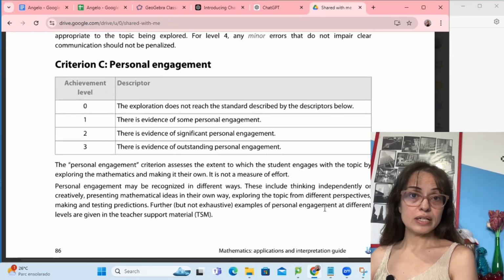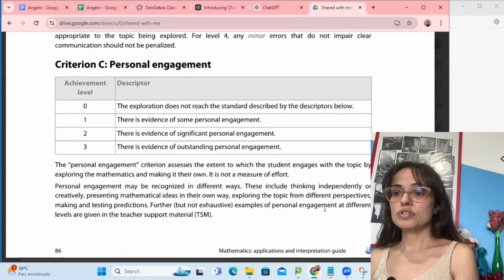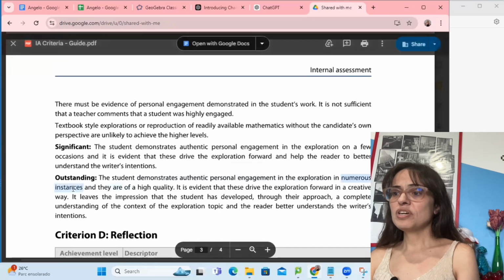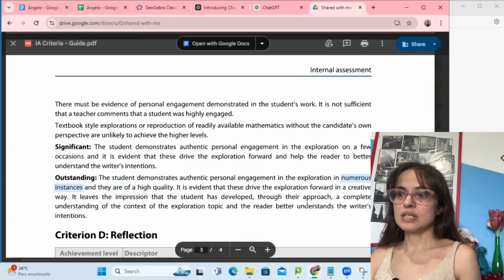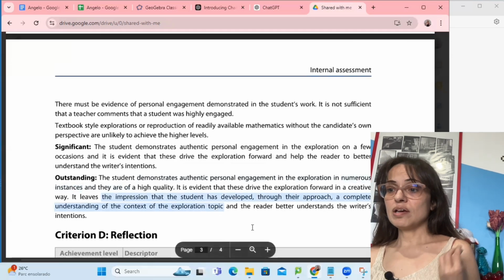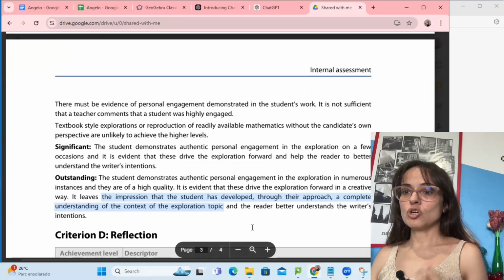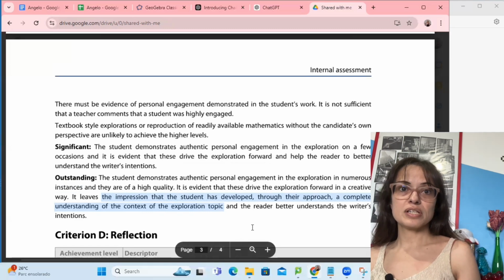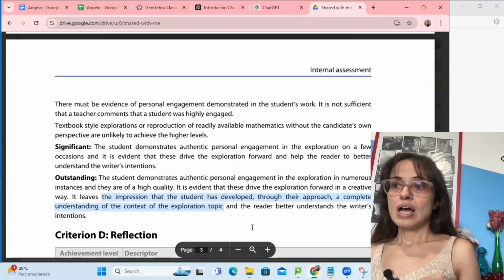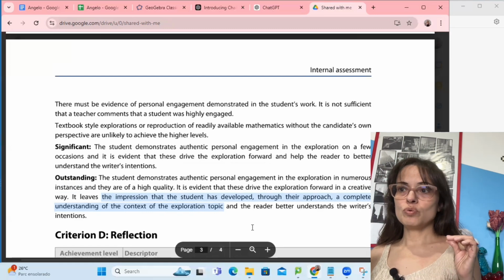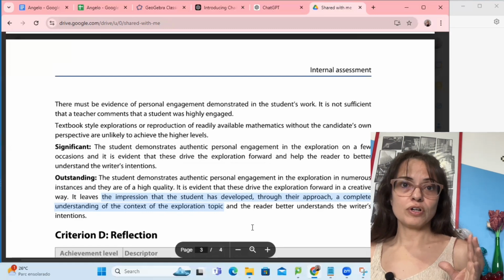Criterion C, I don't think I did. I think that in order to reach the outstanding personal engagement, it would have had to be numerous instances, and the impression that I have developed through my approach a complete understanding of the context. In order to get this, I would need to go further. I would need to generalize to rational functions.